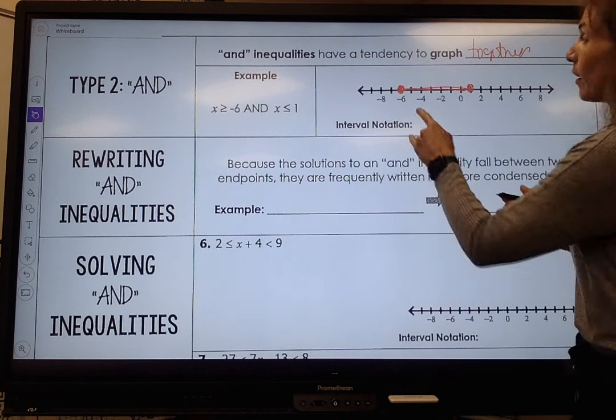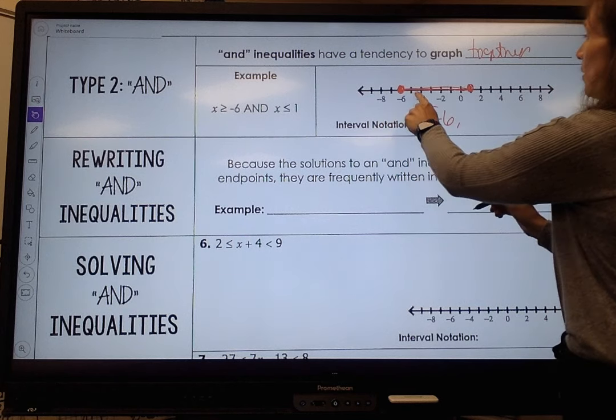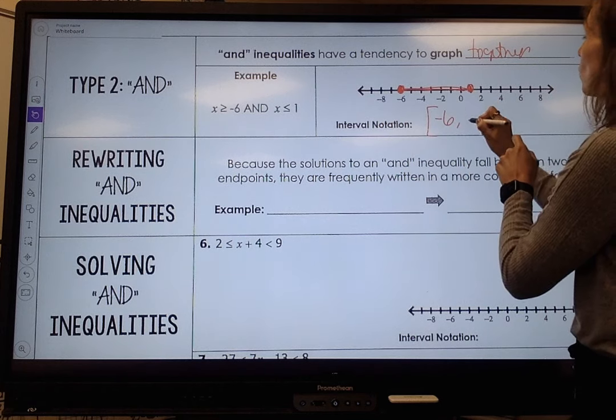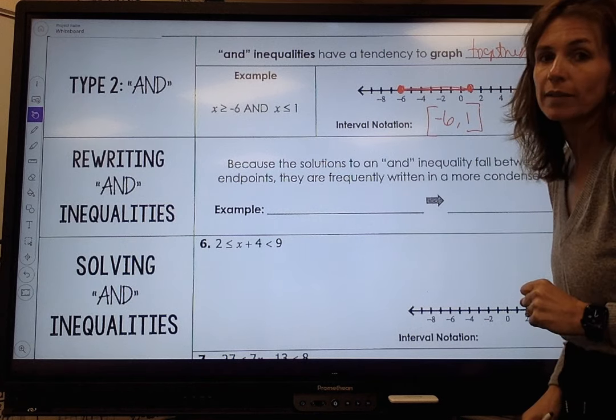So how far left does it go? It goes to negative 6. Negative 6 is a part of the solution. How far right does it go? It goes to 1. 1 is a part of the solution, so brackets on both sides.